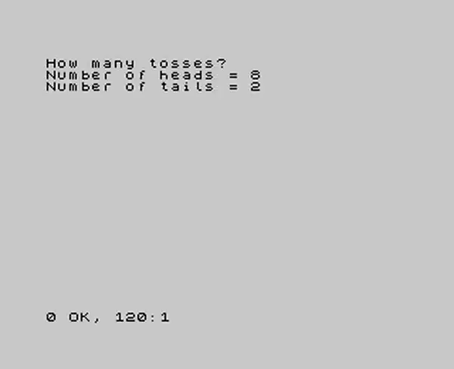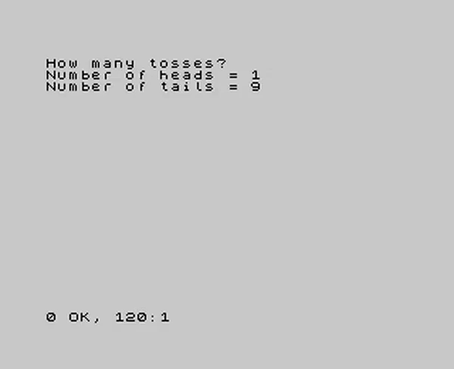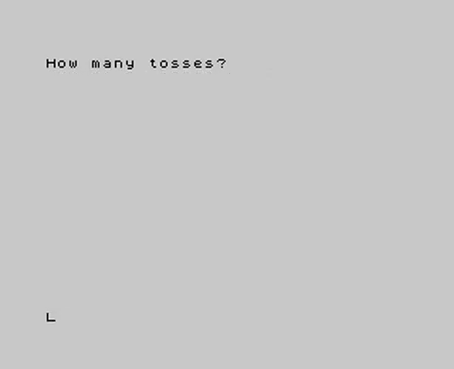Run the program, input the tosses, 10. Lots of heads, not many tails. So run it again, model it again, 10. Loads of tails this time. Now we try 100.